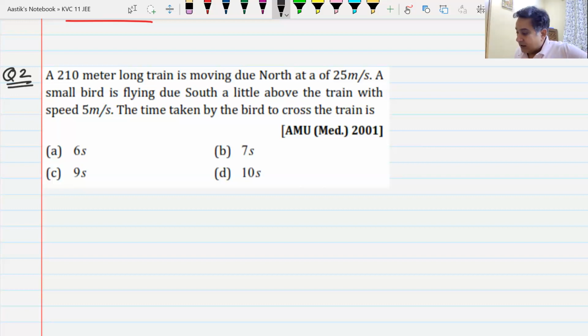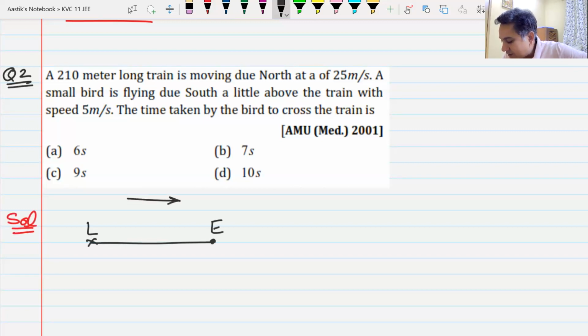Okay. How are you supposed to do this? Again, I do the same thing. I draw my train. Let us say this is my train. This is the engine, and this is the last bogie. I'm taking this direction as north. Now, this is my bird B. Bird does not have any length, so the bird is only a point.